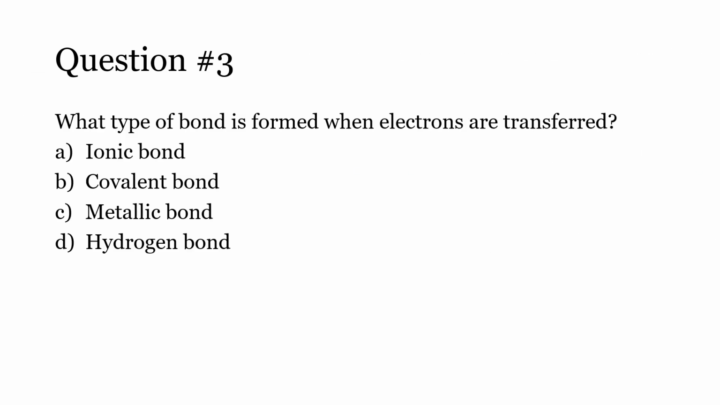Question number 3: what type of bond is formed when electrons are transferred? And so the really big word that we need to pay attention to here is going to be transferred. Okay, so if these are transferred, that means this is going to be an ionic bond. Okay, so transferred is going to mean ionic.